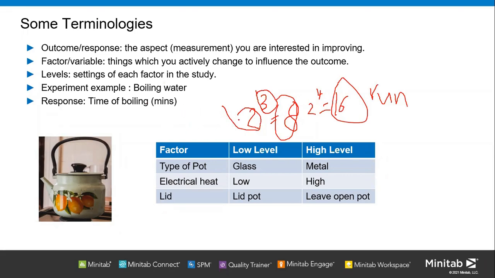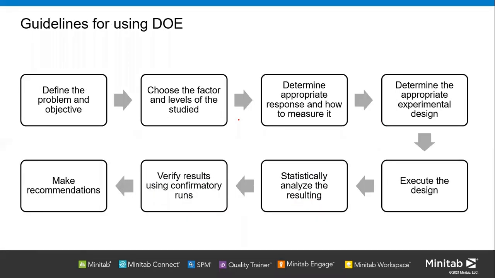Okay, never mind. We go to the next stage, the guideline for using DOE, something like the steps for how to do DOE. Same thing: you need to define your problem and your objective. You choose the factors and levels of the study, say we have 3 factors and 2 levels. Then you need to determine the appropriate response and how to measure it. Make sure you know how to measure it. Then you need to determine the appropriate experimental design, because there are a lot of types of experimental design.